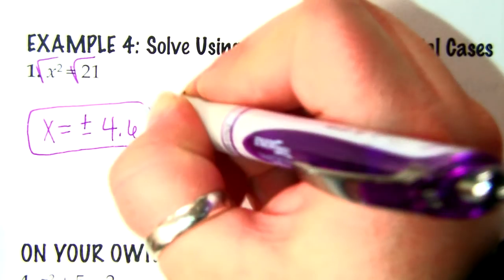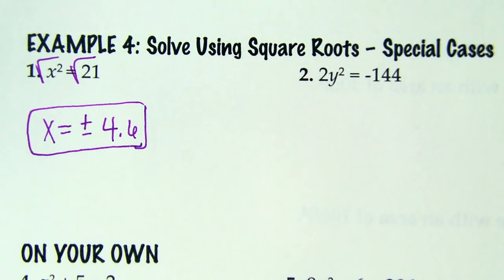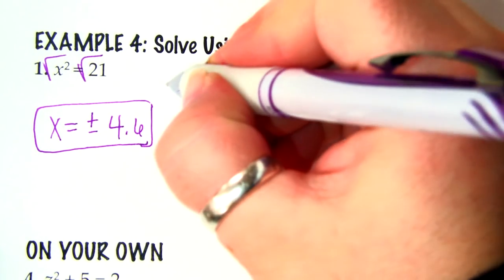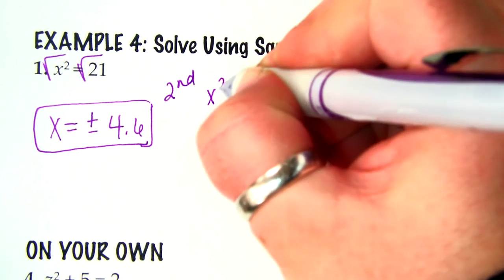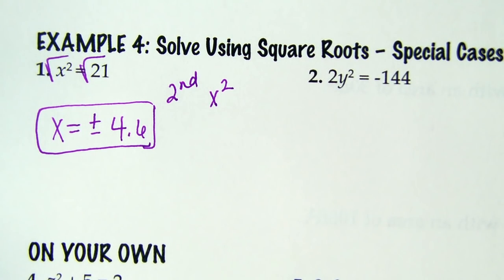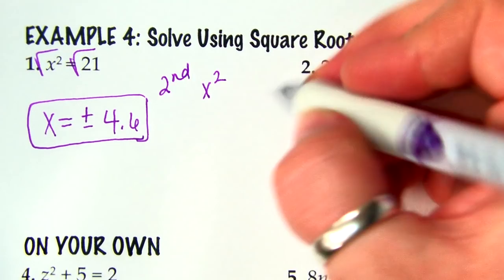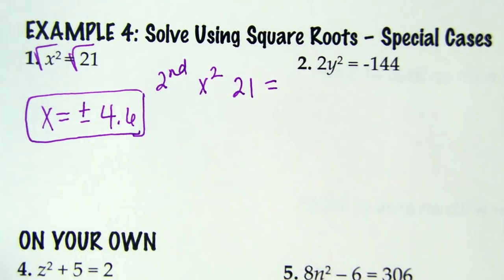So again, you'll need a button on your calculator for that. You hit second and then x squared, and the square root symbol should pop up, and then you'll type 21 and equals, and you should get 4 point a long decimal. So just round it to 4.6.